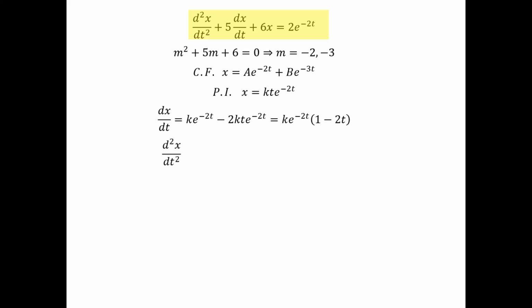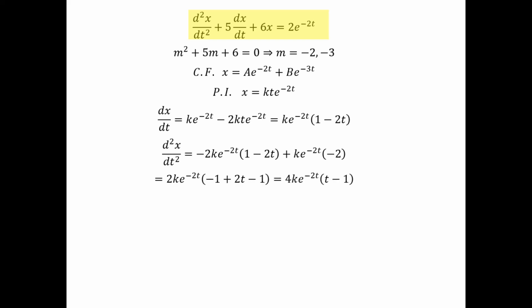Differentiating again to give me d2x over dt squared. Again, the product rule, differentiate the e to the minus 2t, just put a minus 2 in front and differentiate that bracket. Again, making the minus 2. And I can simplify this a bit as well by taking a 2k e to the minus 2t out. And I get that, and that all simplifies down to 4k e to the minus 2t, t minus 1.